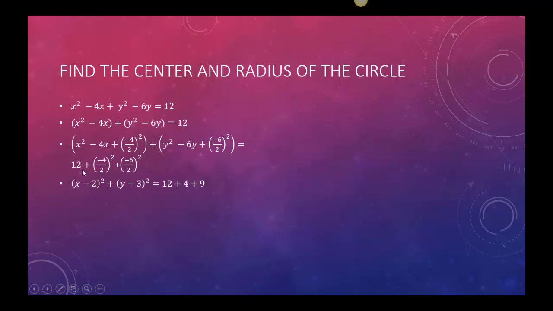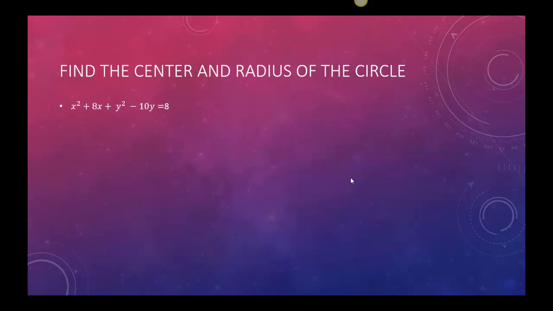This I do need to fix. So 12 I left alone. Negative 4 over 2 is negative 2, but when I square it I get 4. Negative 6 over 2 is negative 3, but when I square it I get 9. All right, simplify that. 12, 4, and 9 gives me 25. Looking good. Now all I need to do is say the center is (2, 3), and my radius is 5.